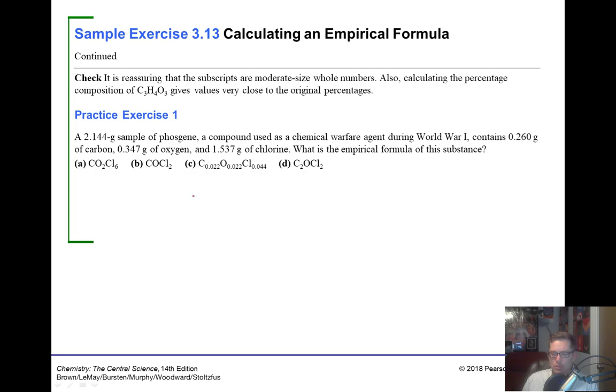All right, so we go percent to mass. Well, we've already got masses, so we don't have to worry about that. So now we go masses to moles. So we'll say 0.260 grams of carbon.